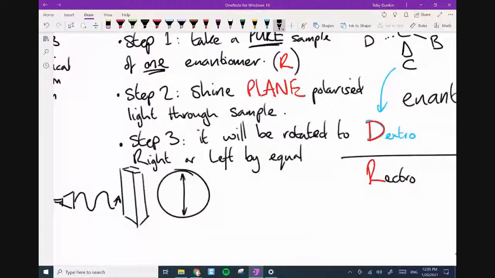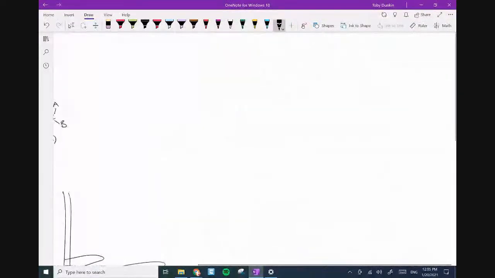I'll explain. Opposite. This is where right and left came from. Angles. So in this case, it will be to the right. Correct.